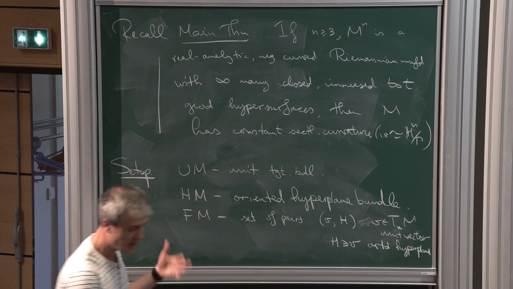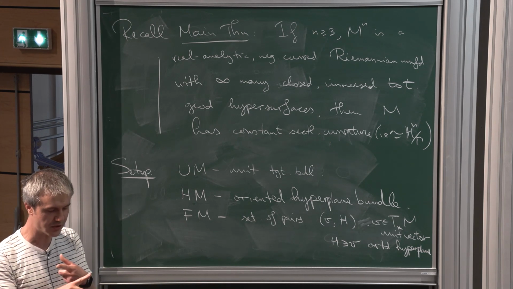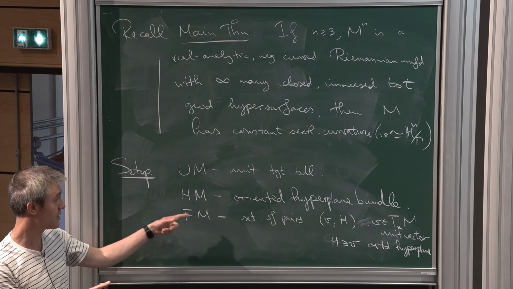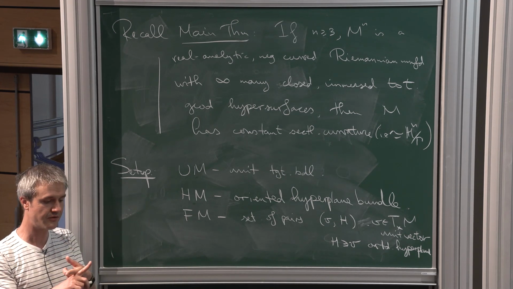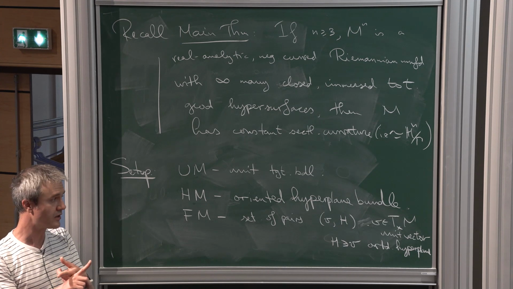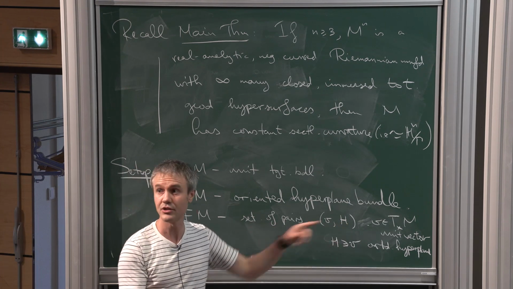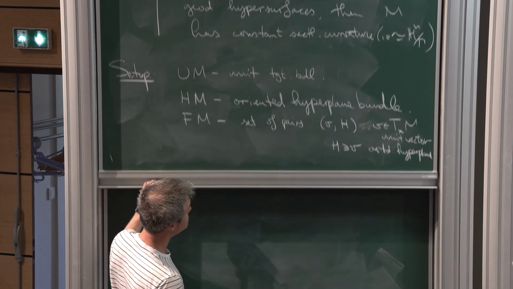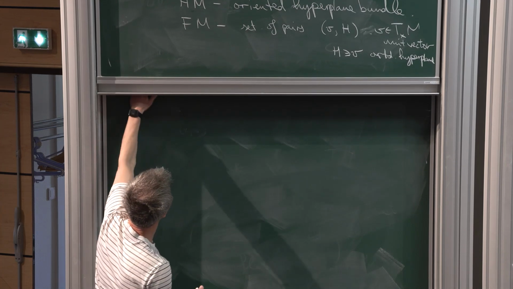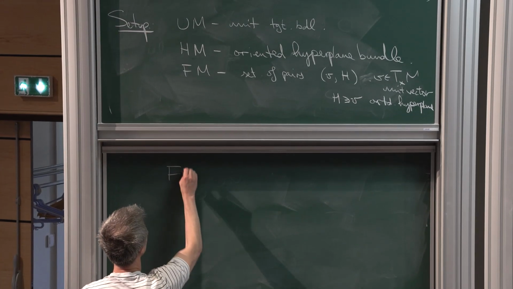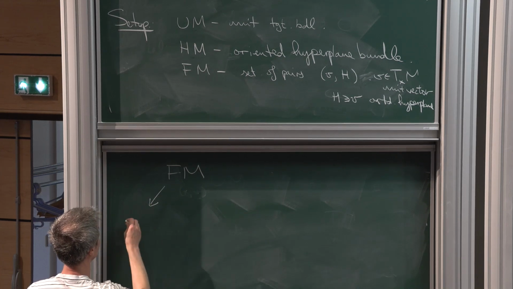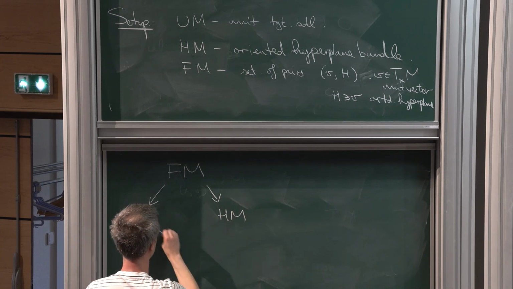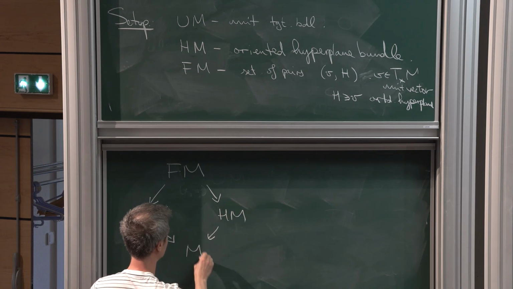And so this FM is nothing but pairs of two orthogonal unit vectors. So it's a partial frame at each tangent space, because the first vector is V, and the second one is the orthogonal complement to H, the one that gives you the orientation. So these three spaces sit in a diagram. We have FM sitting above UM and also above HM, and we have M at the bottom.